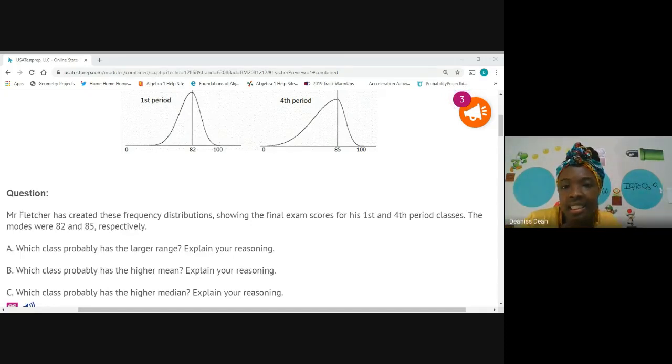Then the next question it asks you is, which class probably has the higher mean? So which class do you think had the highest average? All right. So overall, they had the highest class average. Which class do you think, based on just looking at these graphs, right? So remember, first period, this is the graph of first period, and this is the graph of fourth period. So just looking at the graphs, which one do you think would have the highest mean?